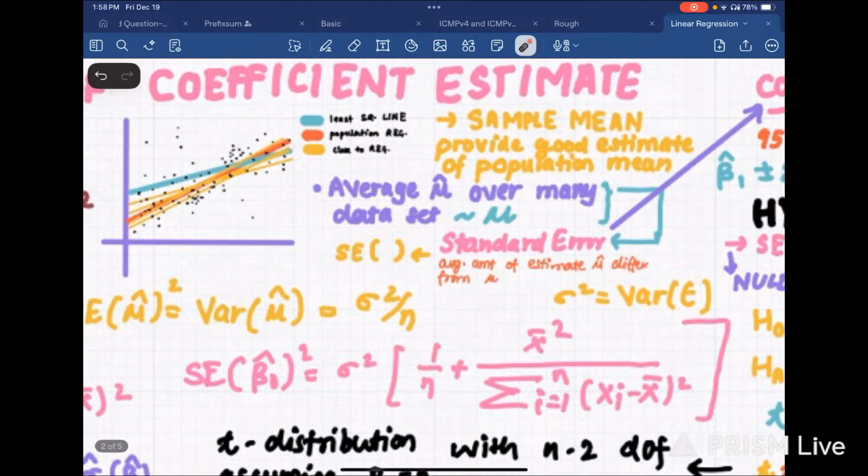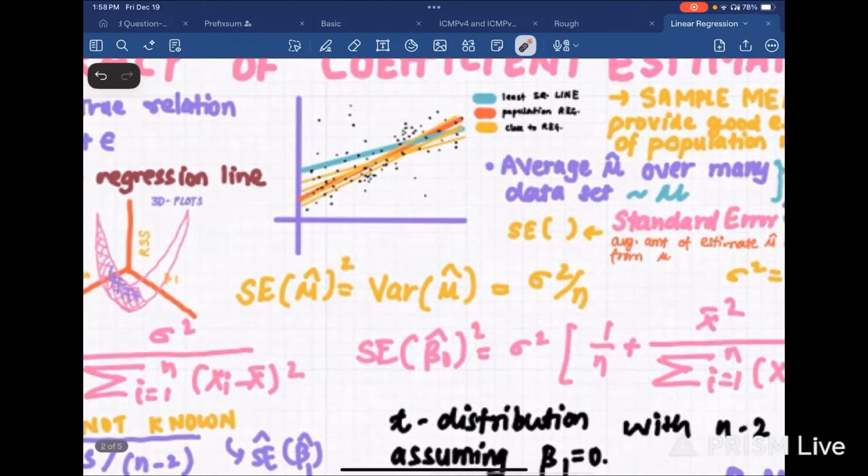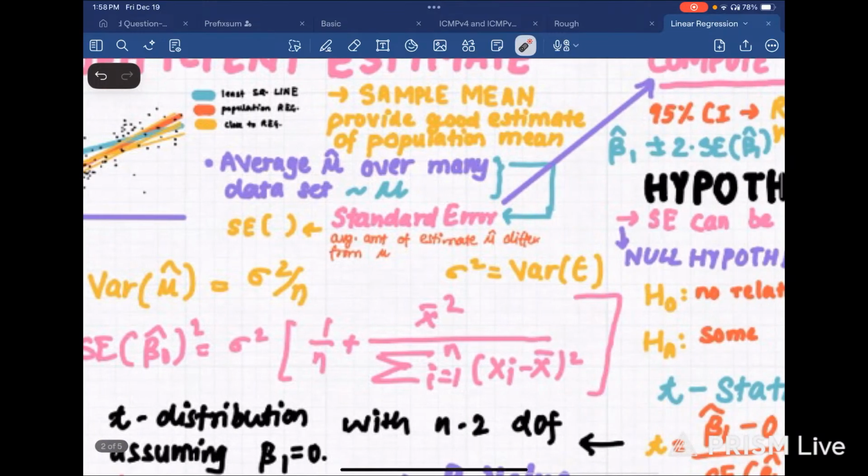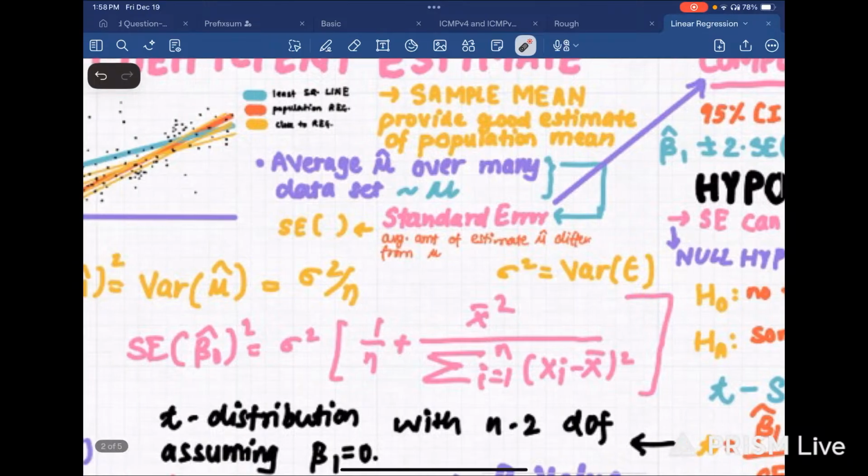The standard error of mu cap squared is the variance of mu naught, which equals sigma square divided by n. Sigma here is the standard deviation, and sigma square is the variance of the error. So sigma square equals the variance of error.